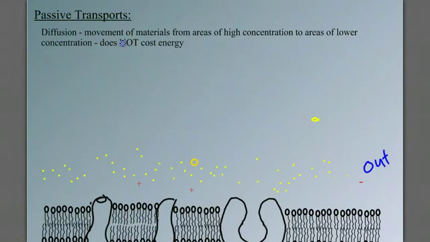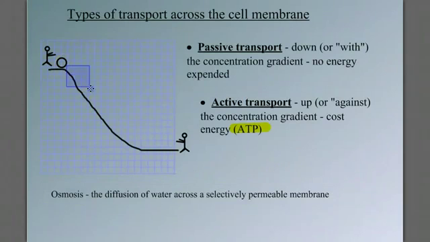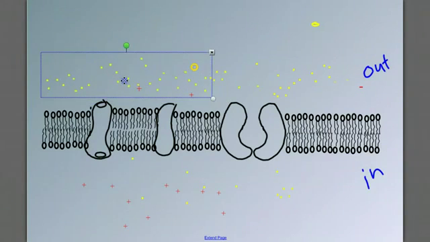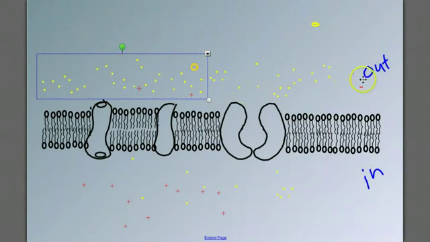Diffusion is the movement of materials from areas of high concentration to areas of low concentration. It does not cost energy. It's going down the hill. So in this picture, when we look at these yellow dots, whatever molecule these represent, we see that outside of this cell there are a lot more of them than inside. So we have a higher concentration outside than in.